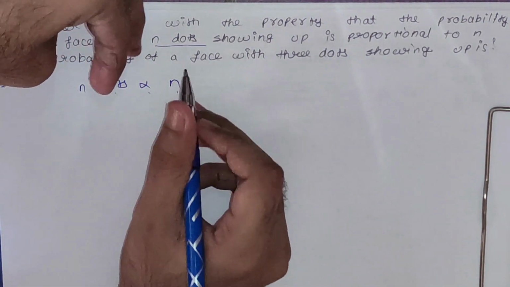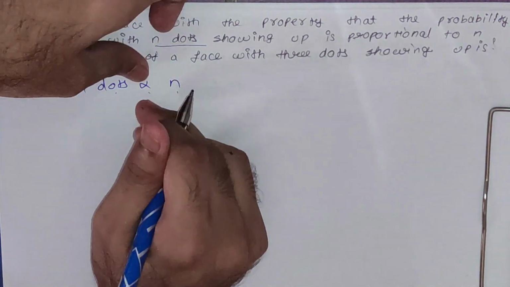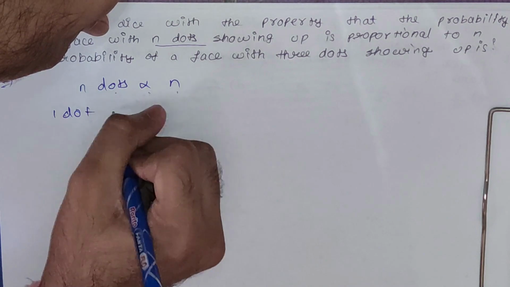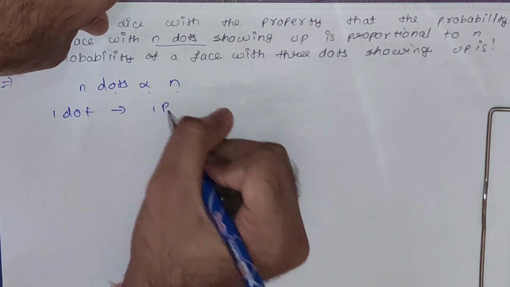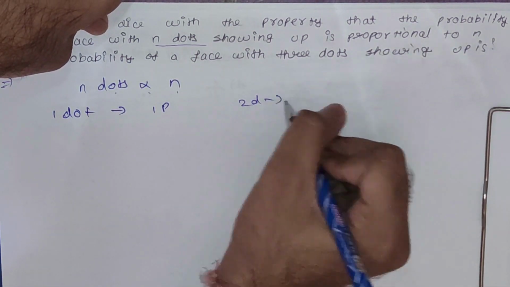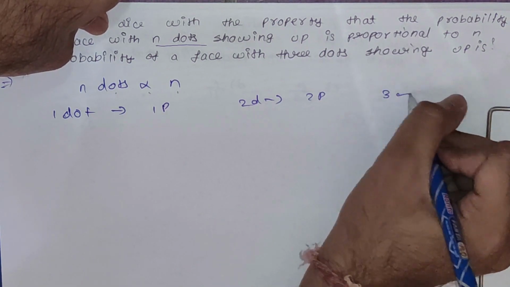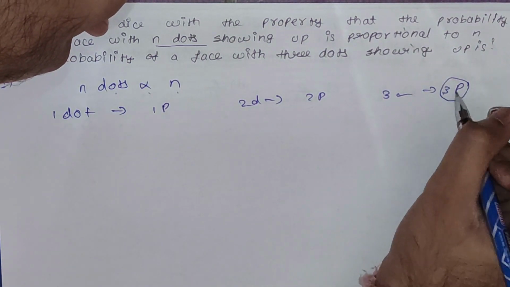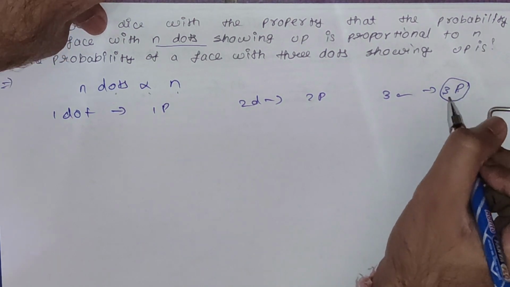Here we don't know the exact value, we just know the proportional. So let's assume that 1 dot has a probability of 1p. 2 dots will have the probability 2p, and similarly 3 dots will have 3p. We want the exact value of 3p, so basically we want the value of p.